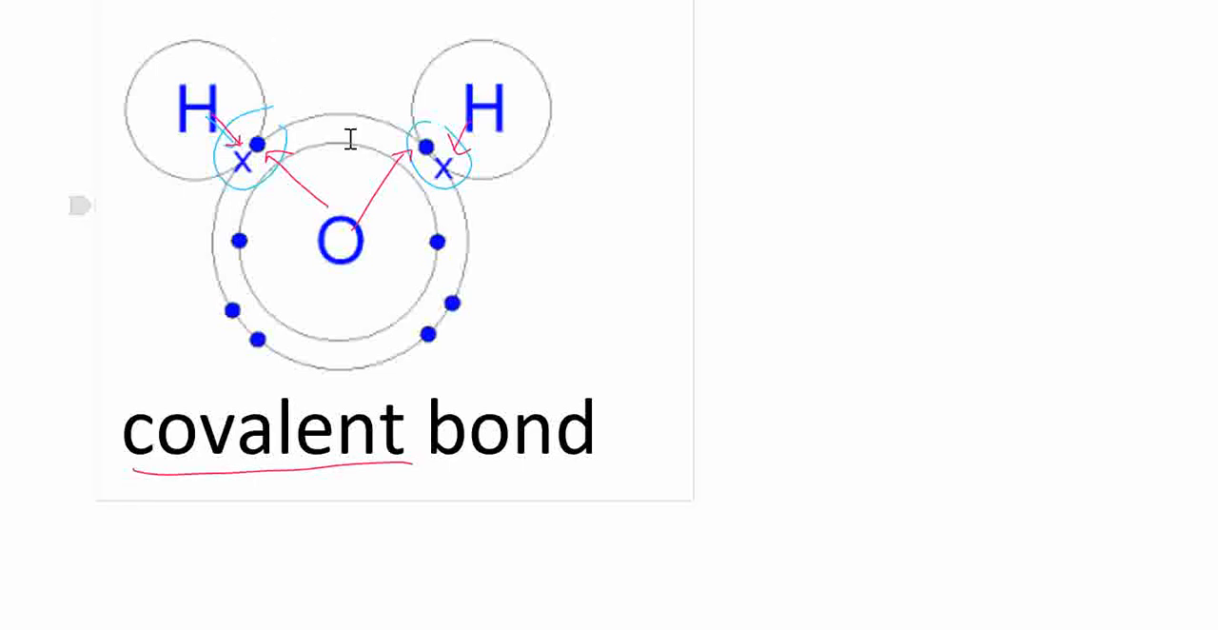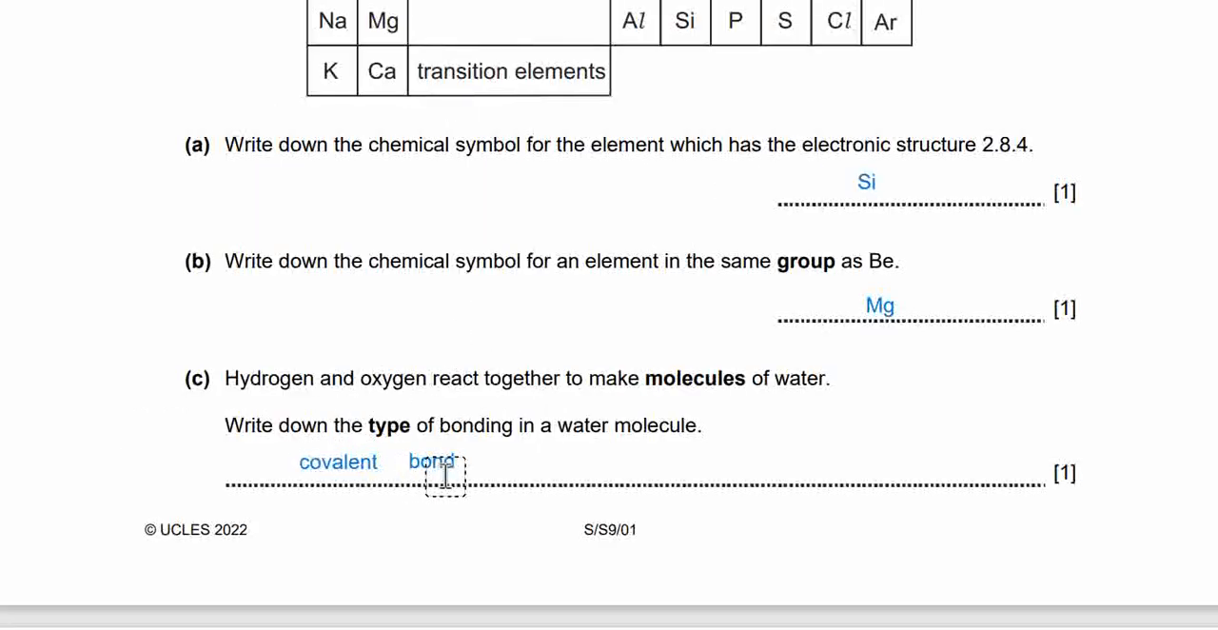As a result of that, all elements have a perfect electronic configuration, with H being 2 and O becoming, in this outer shell, 2, 4, 6, 8. 1, 2, 3, 4, 5, 6, 7, 8. So this is a covalent bond, the answer. So we answer covalent bond.